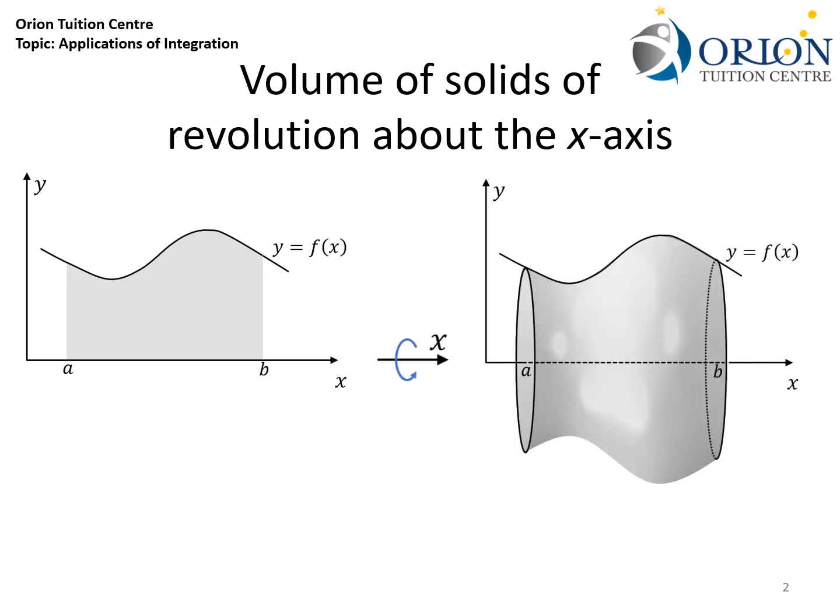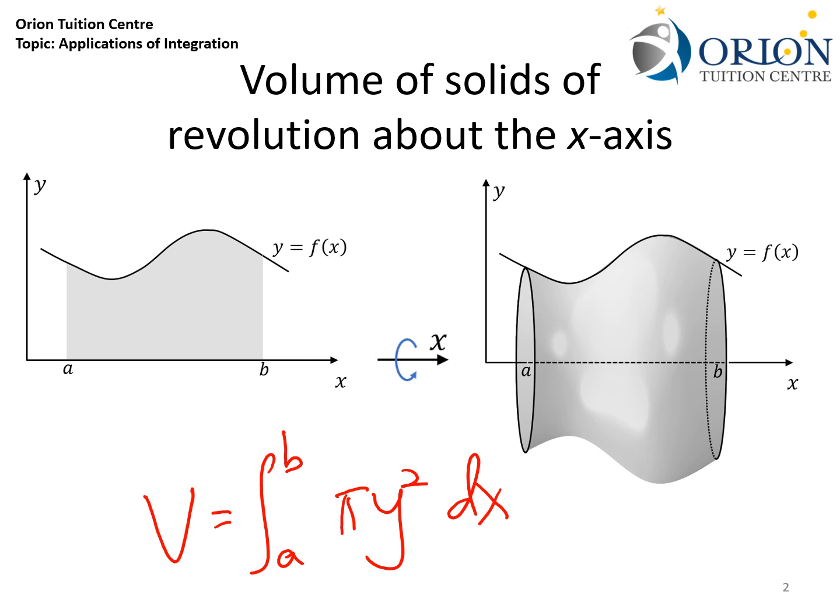solid of revolution. The volume of this solid of revolution can be found using the formula V equals to integration from a to b pi y square dx. Note that when we are using this formula, the solid of revolution must always contain the axis. I will cover more about this in more details later on.